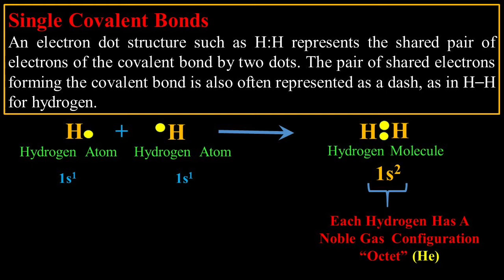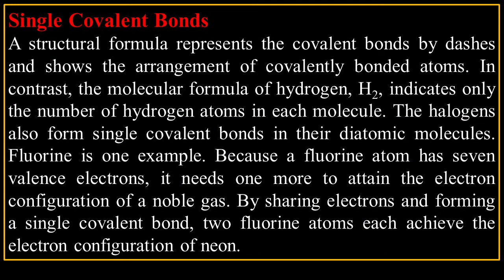The pair of shared electrons forming the covalent bond is also often represented as a dash, as in H-H for hydrogen. A structural formula represents the covalent bonds by dashes and shows the arrangement of covalently bonded atoms. In contrast, the molecular formula of hydrogen, H2, indicates only the number of hydrogen atoms in each molecule. The halogens also form single covalent bonds in their diatomic molecules.